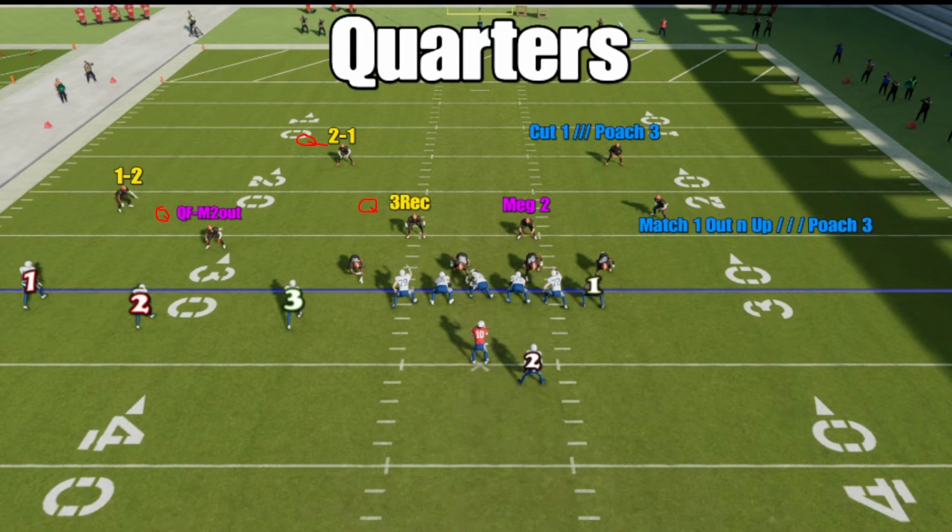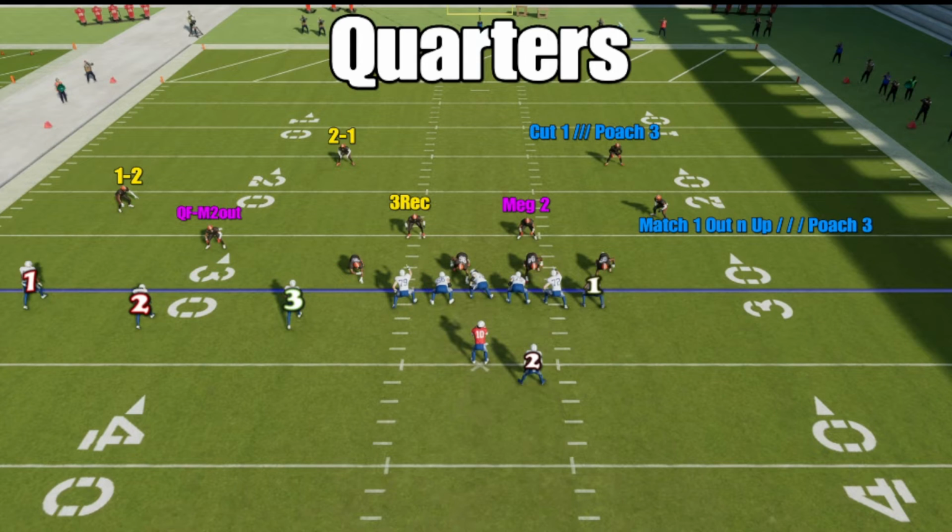right? We all have run fits. If we run the ball, well, we have a particular gap we are responsible for, right? But then we have an RPO. So we snap the ball, it looks like it's about to hand off, we move in, and then we throw out to 3. This guy would easily get blocked here, right?